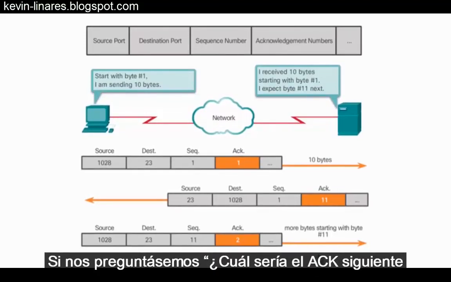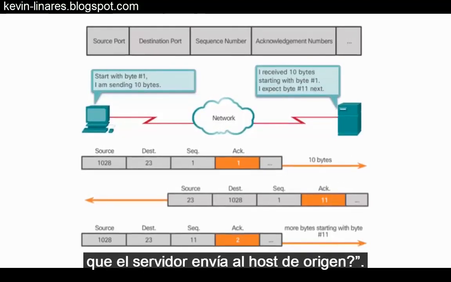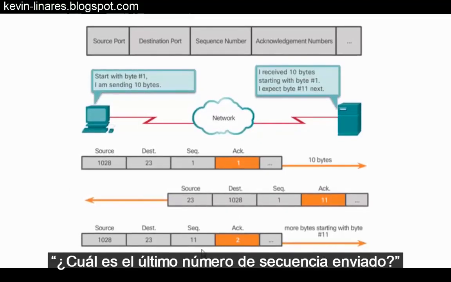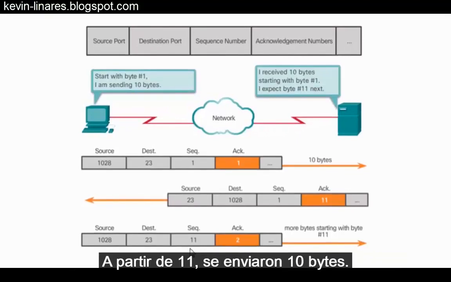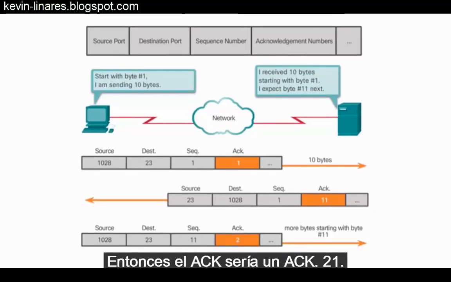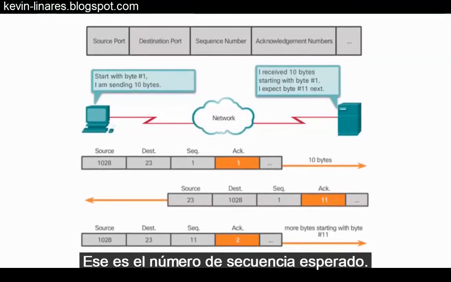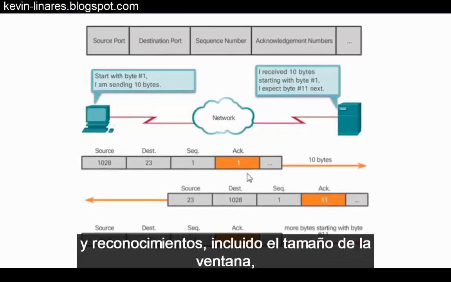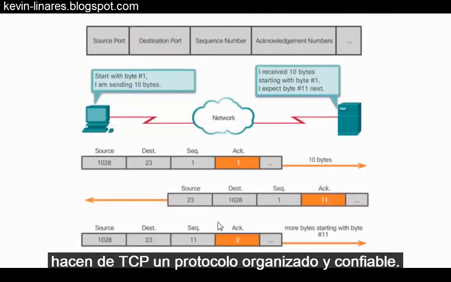If we were to ask ourselves what would be the next ACK that the server would send back to the originating host, we would have to ask ourselves what's the last sequence number sent. Starting with 11, 10 bytes were sent, so the last sequence number that was sent was 20, so the ACK would be an ACK 21. That's the next expected sequence number. You can see how sequence numbers and acknowledgments, including the window size, make TCP a very orderly and reliable protocol.